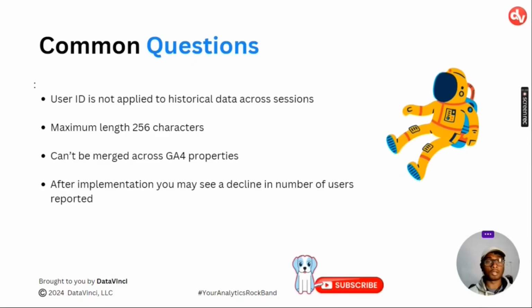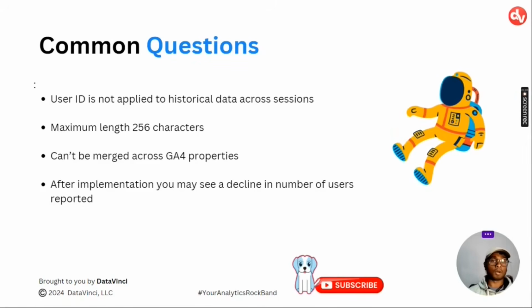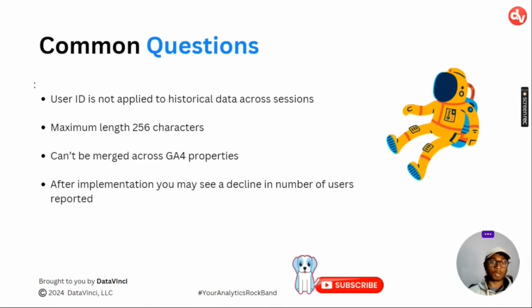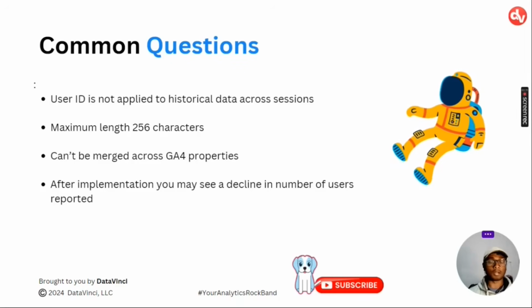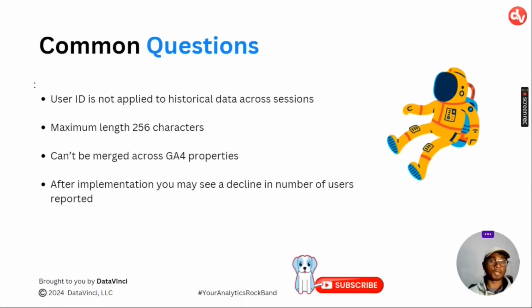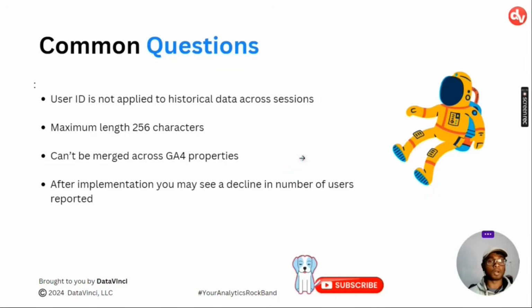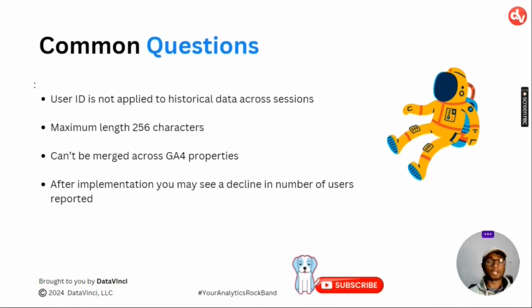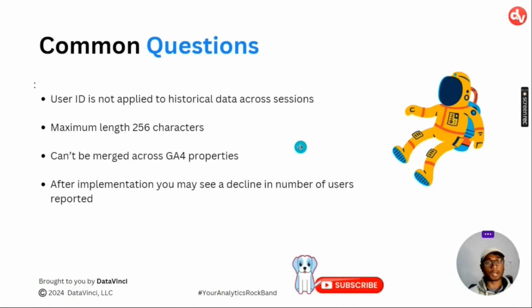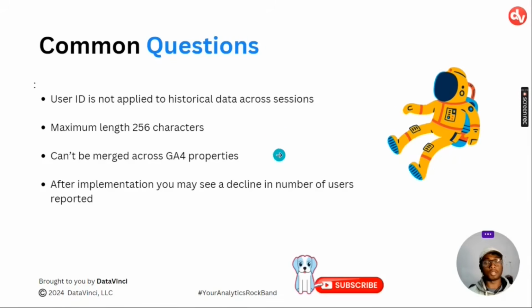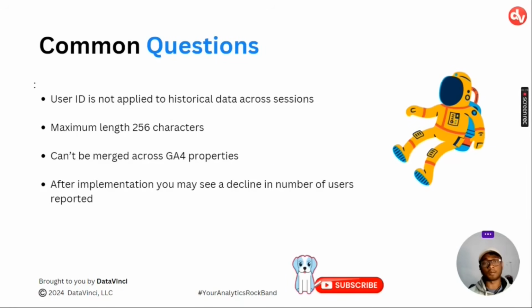So the answer is no. The user ID is unique to a property, and you cannot merge user ID across GA4 properties from the UI. You can do that maybe after exporting your data and using unique keys or join keys in the raw data. But from the GA4 UI, you cannot merge your user IDs across GA4 properties.